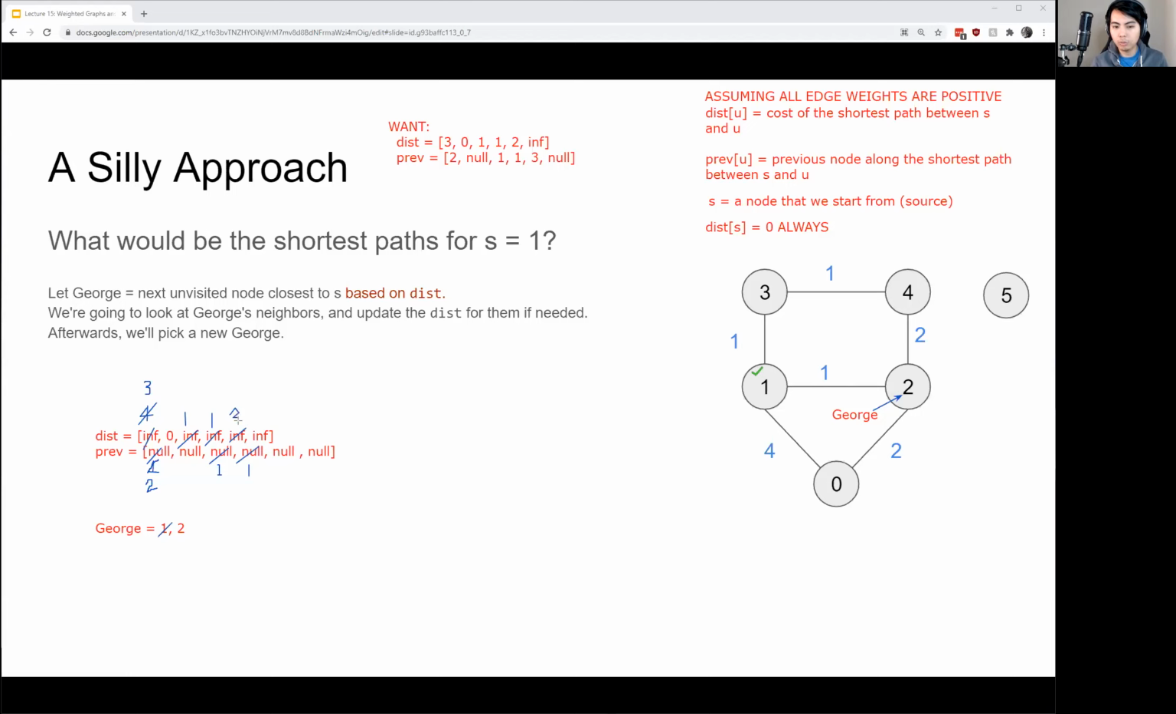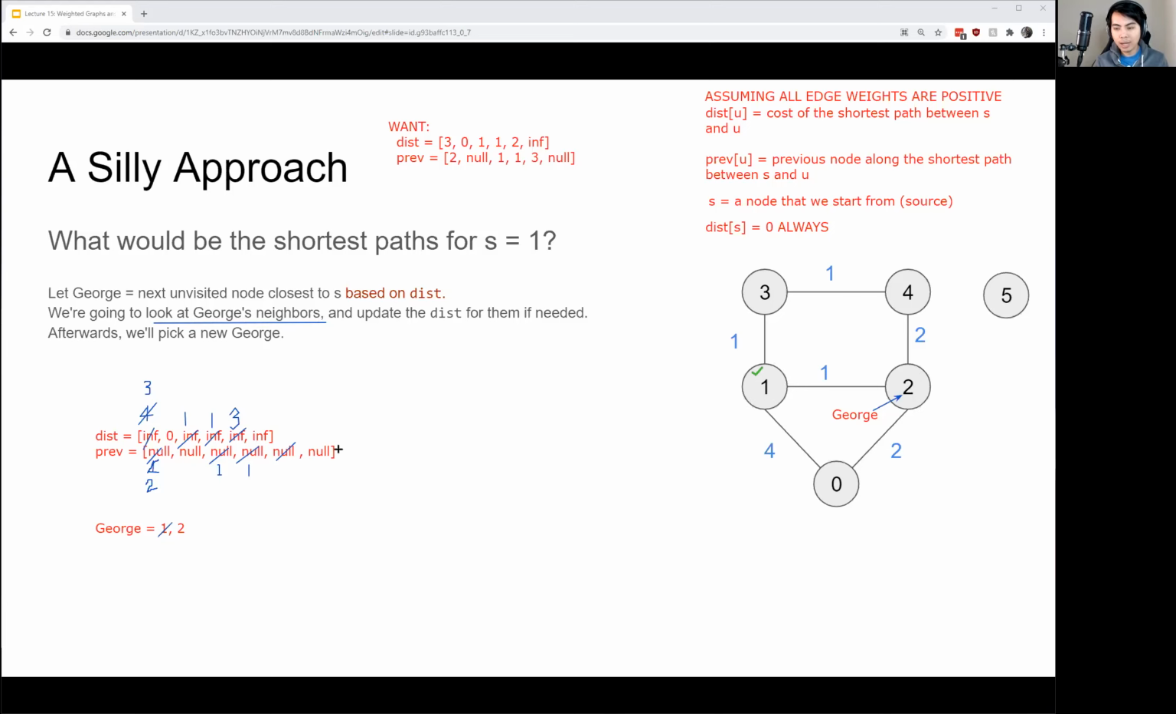So it should be 3 overall. Someone's asking, why did we have to check the distance going to 2 and back? We had to look at all of George's neighbors no matter what. So even if we had visited 1 before, we still go back and check it just in case the cost to go from 1 to itself is cheaper if we went through 2, which is impossible, right? But we're going to follow it pedantically because that's what the rules say.